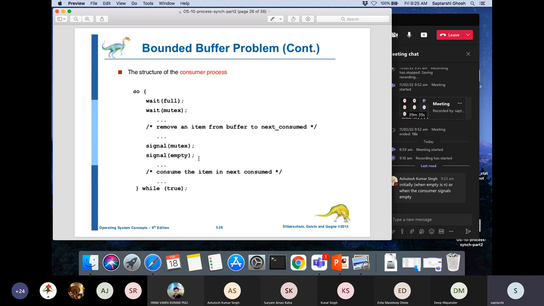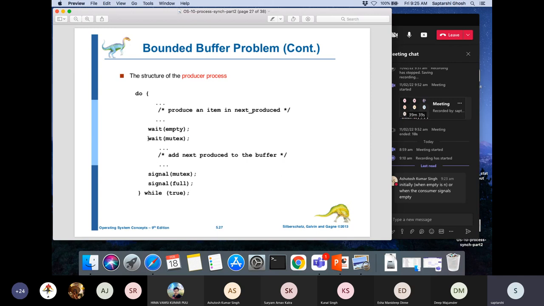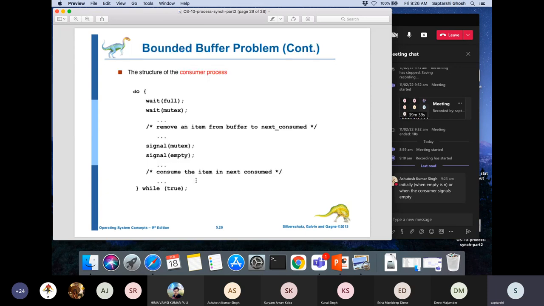And there is this mutex semaphore. This is because we do not want the producer and the consumer to simultaneously update the buffer. Therefore, both of these wait on mutex. The consumer waits on mutex, and after removing the item, it signals mutex. Similarly, the producer waits on mutex, and after updating the buffer, it signals mutex. Is this fine, or any questions?